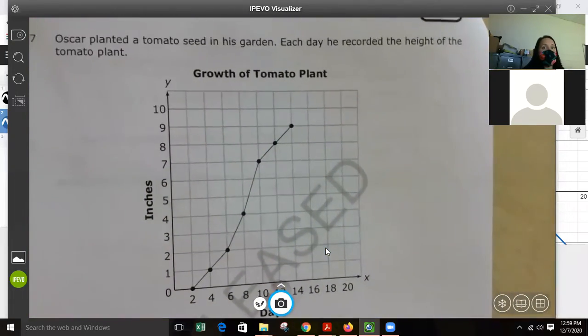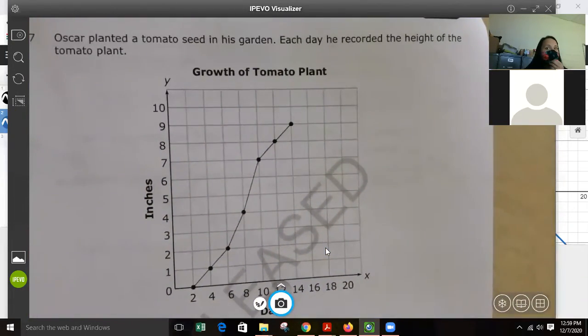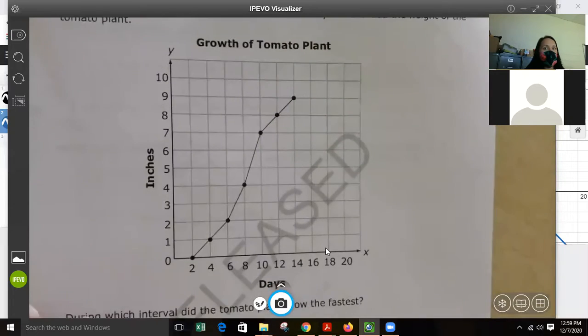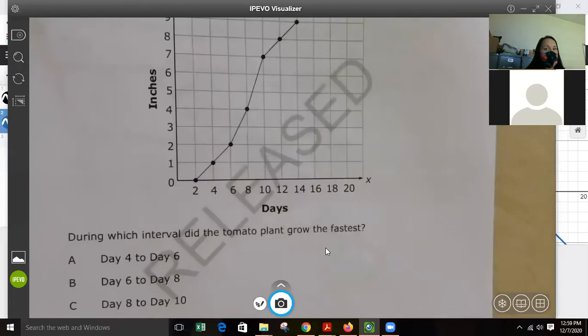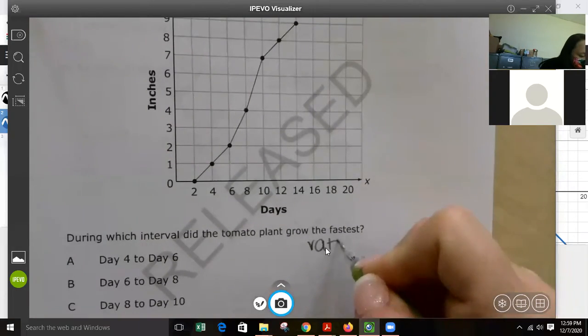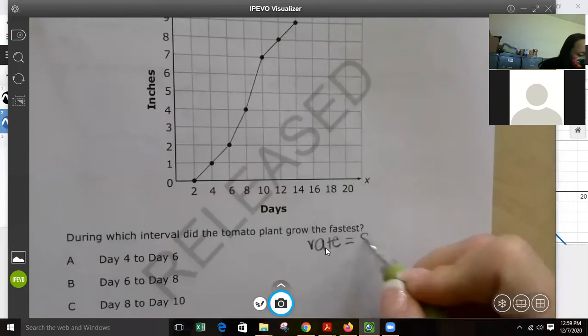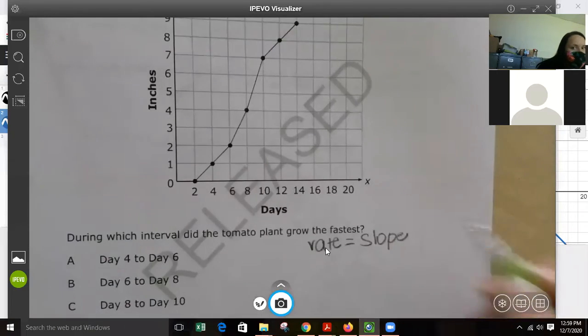All right, check this one. This one's super easy too. It says Oscar planted a tomato seed in his garden. Each day he recorded the height of the tomato plant, and there's that chart. It said during which interval did the tomato plant grow the fastest? So we're looking for the rate, which is the same thing as the slope.